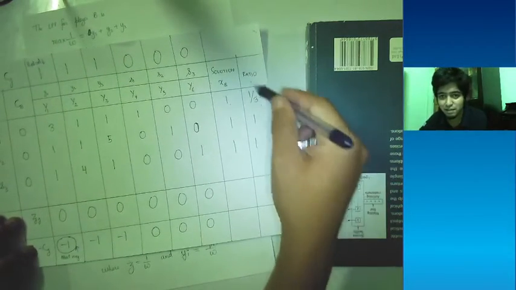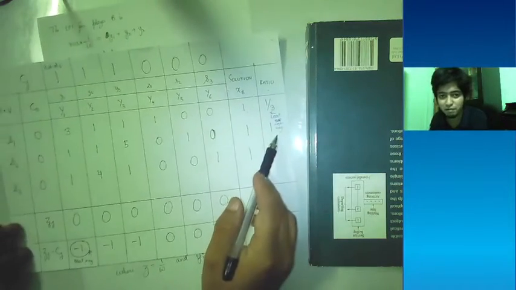Okay, so I'm dividing the solution by the pivot column. 1 divided by 3, it's 1 by 3. 1 divided by 1, it's 1. 1 divided by 1, again, it is 1. Now you choose the least non-negative ratio. I'm saying non-negative because if it's 0 also, you can choose the ratio to be 0. So over here, the least non-negative ratio is this one.